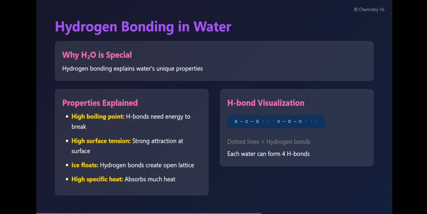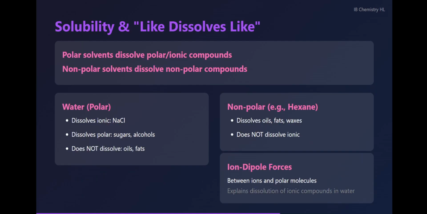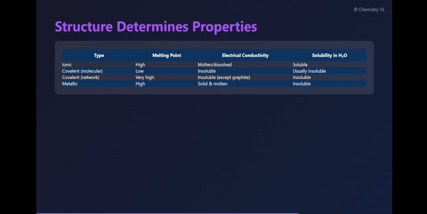The type of bonding and structure determines physical properties. Ionic compounds have high melting points, conduct when molten, and dissolve in water. Covalent molecular compounds have low melting points and do not conduct. Covalent network compounds like diamond and silicon dioxide have very high melting points. Metallic compounds conduct and are malleable. Solubility follows the principle like dissolves like: polar substances dissolve polar substances, non-polar dissolve non-polar. Hydrogen bonding in water explains its high boiling point, surface tension, and ice floating.